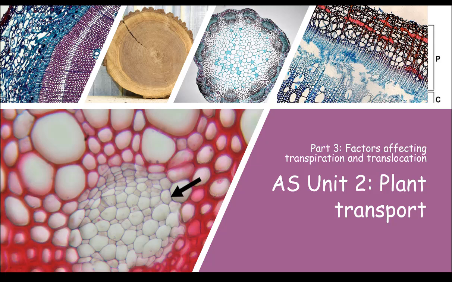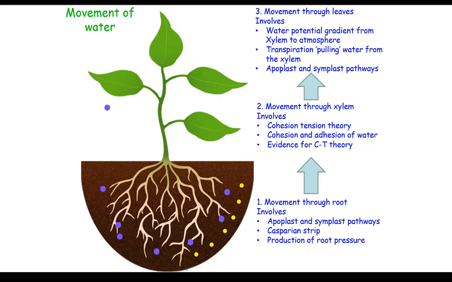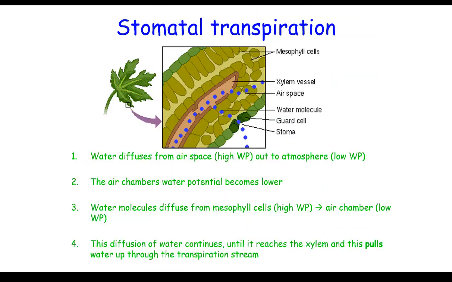Hello again. So this section is all about factors affecting transpiration and translocation. So we've been looking at these three stages, and the last one we looked at was the movement through the leaves and water loss through transpiration. So now we're looking at factors which affect transpiration. So what makes water evaporate from the mesophyll and then travel out the stomata faster or slower?